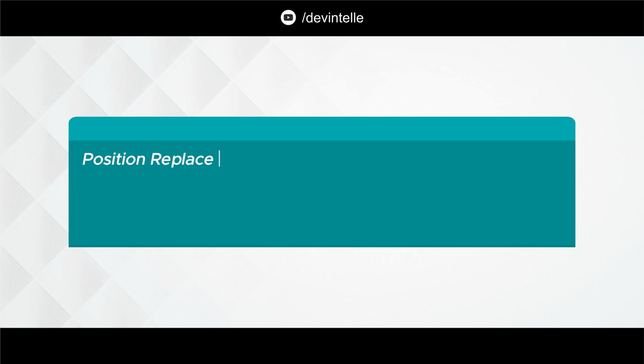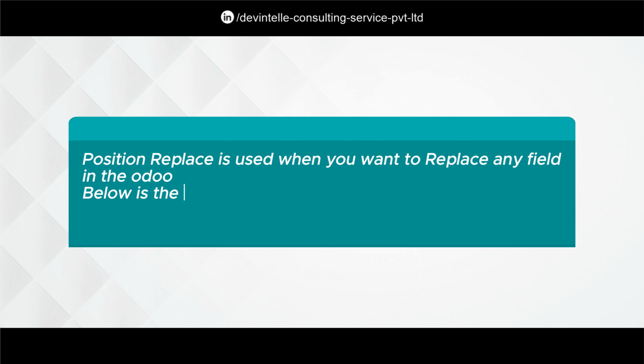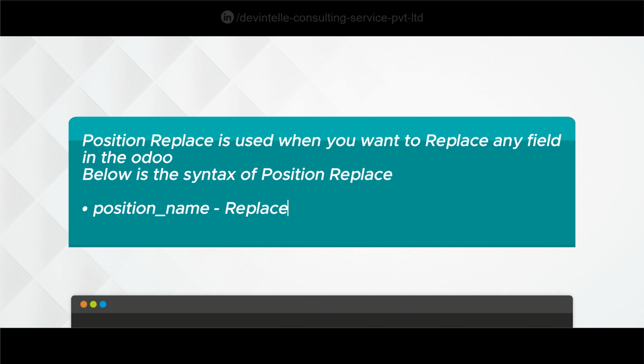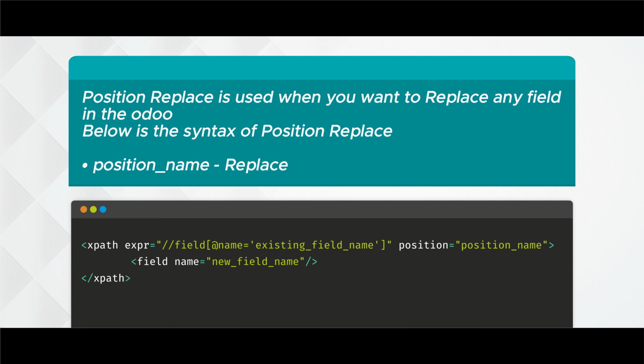Position replace is used when you want to replace any field in Odoo. Below is the syntax of position replace. In the XPath expression, you have to write the path of the field which you want to replace. Into the position attribute, you have to write replace and then add the new field. So let's understand by an example.